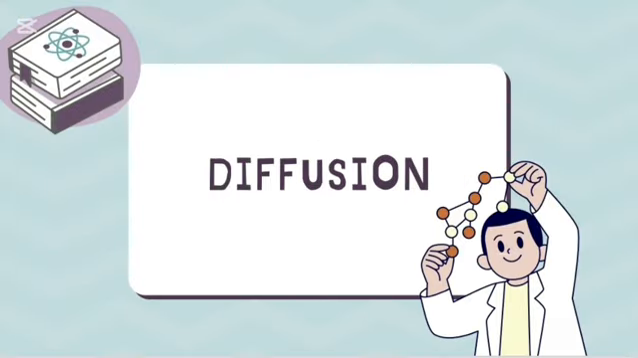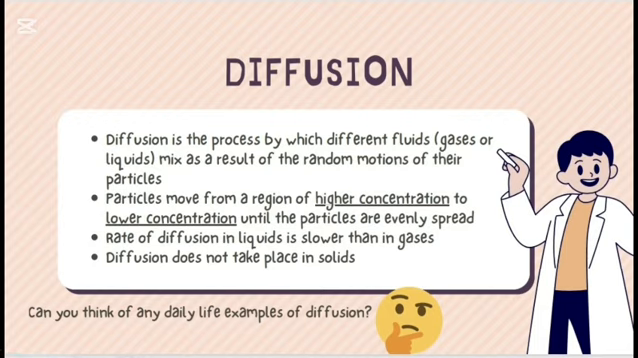Diffusion is the process by which different fluids, gases, or liquids mix as a result of the random motions of their particles. Particles move from a region of higher concentration to lower concentration until the particles are evenly spread. Rate of diffusion in liquids is slower than in gases. Diffusion does not take place in solids.